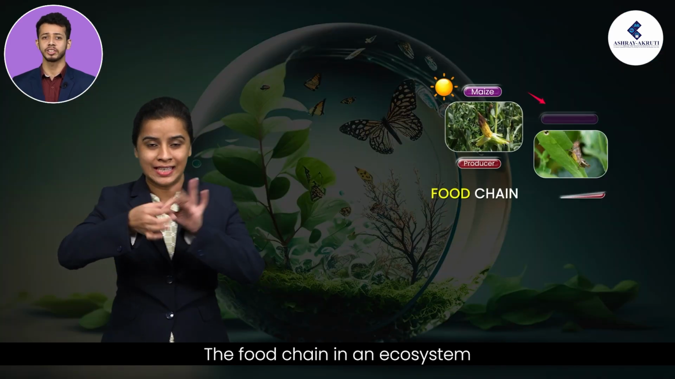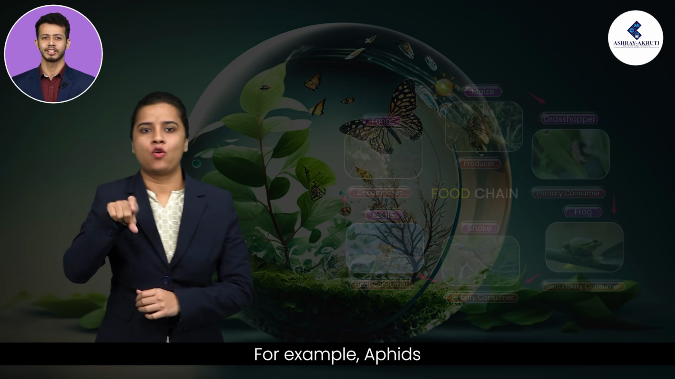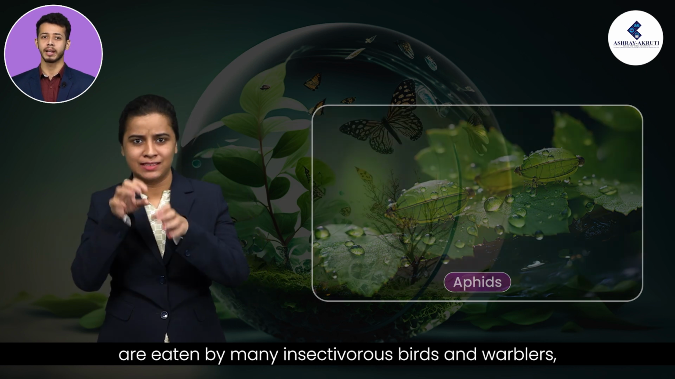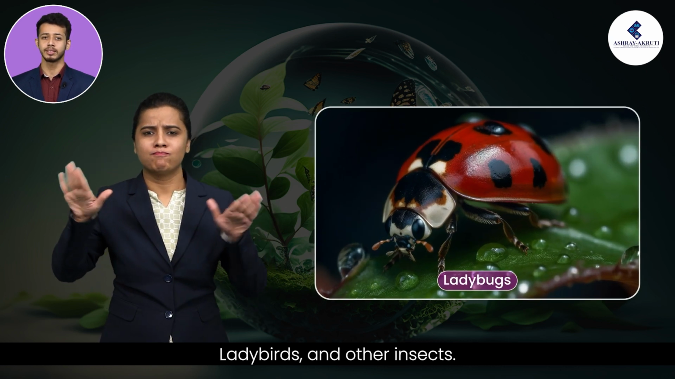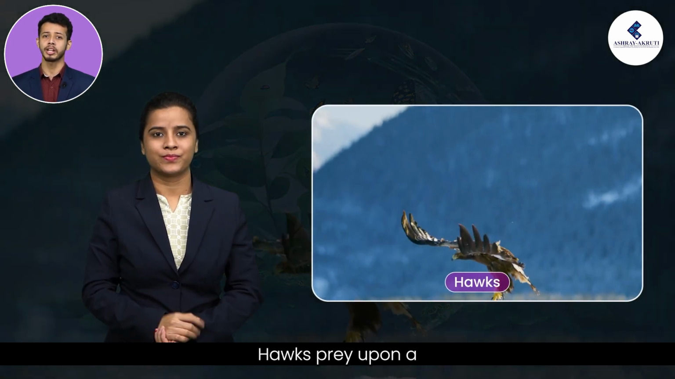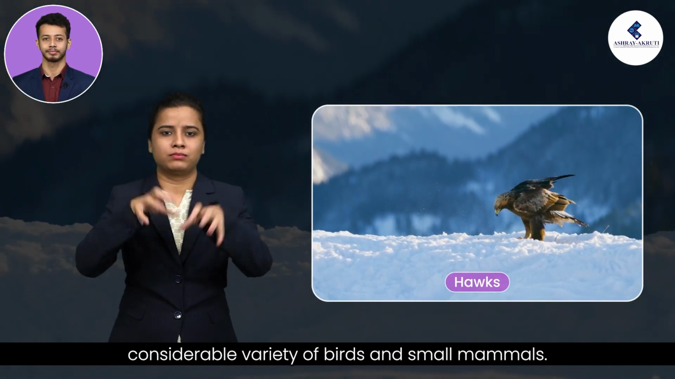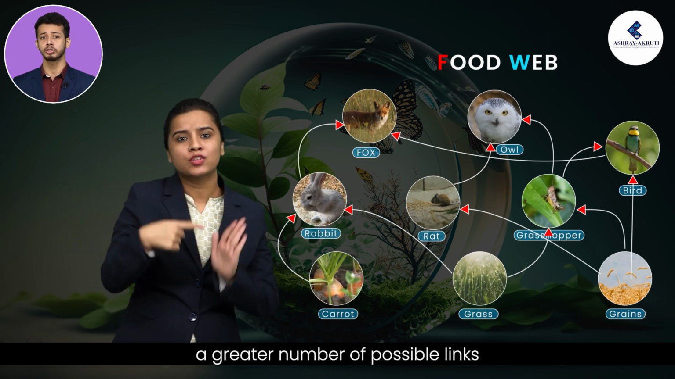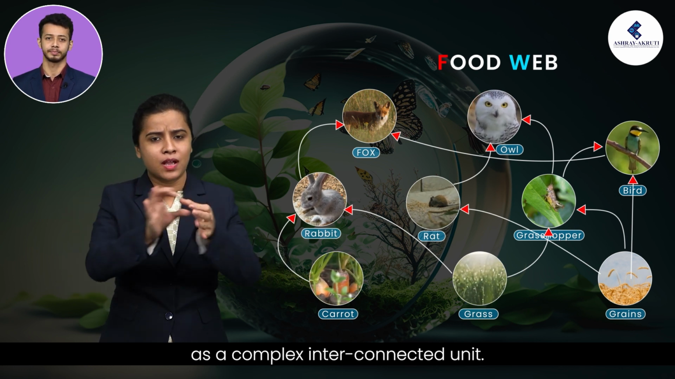The food chain in an ecosystem is based on the interrelationships of organisms. For example, aphids are eaten by many insectivorous birds and warblers, ladybirds, and other insects. Hawks prey upon a considerable variety of birds and small mammals. The term food web is a better term to suggest a greater number of possible links among the whole community as a complex interconnected unit.